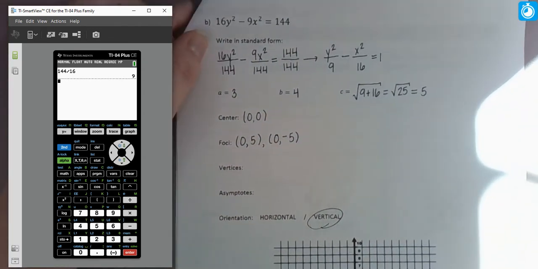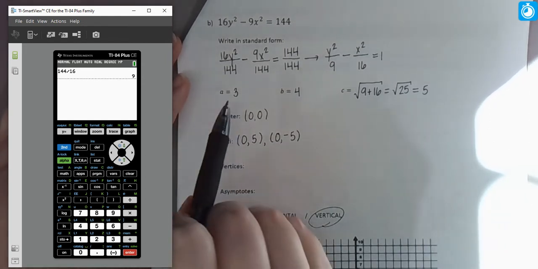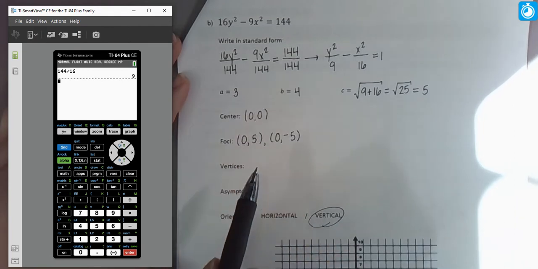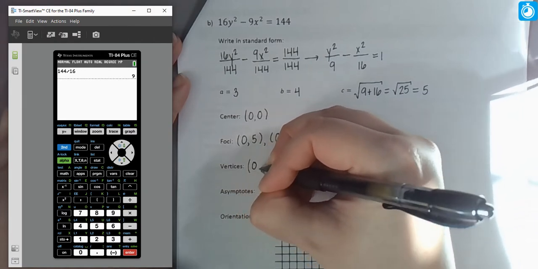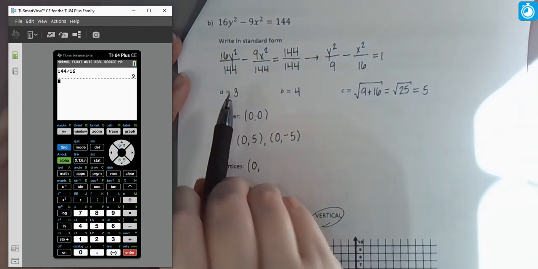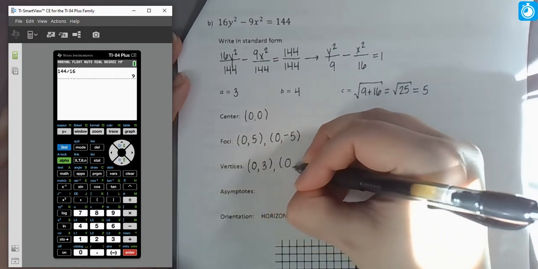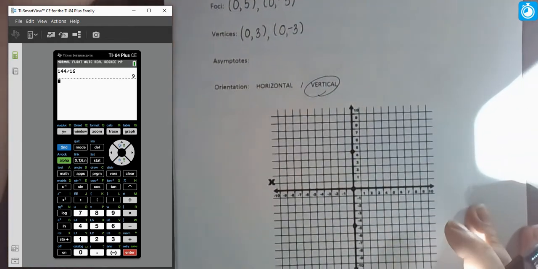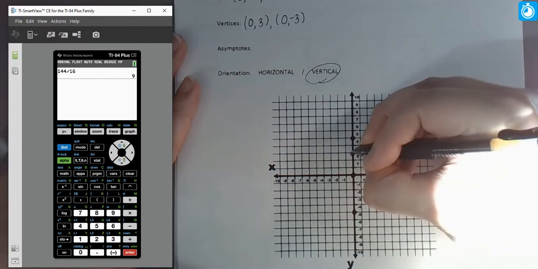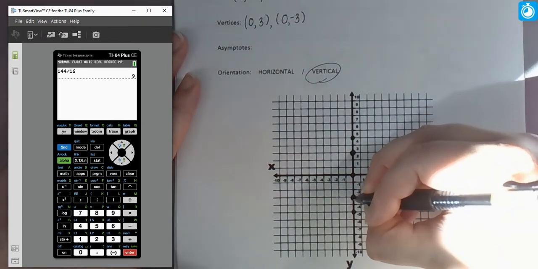Okay, now more importantly, the vertices, the 2 points that are actually on the branches of the graph. So in this case, we're going to be a units above the center and a units below. So again, holding our x coordinate for our center constant, and then the y coordinate increases and decreases by a value of a. So we have vertices at 0, 3 and 0, negative 3. So let's put those on the graph as well. And I'm going to draw those points a little bit larger just so we don't forget those are the actual values that our graph is going to pass through.